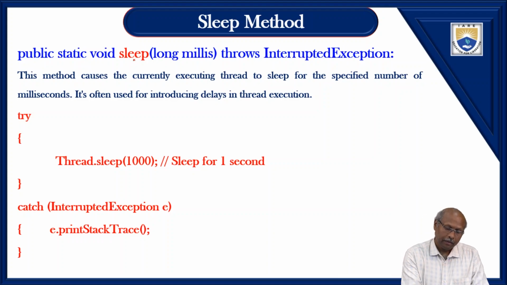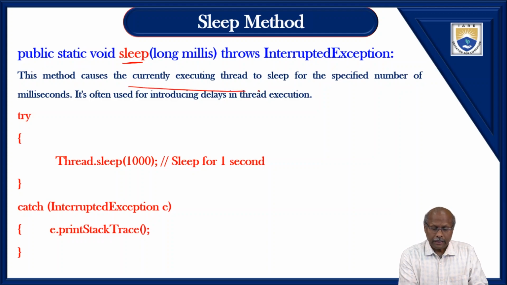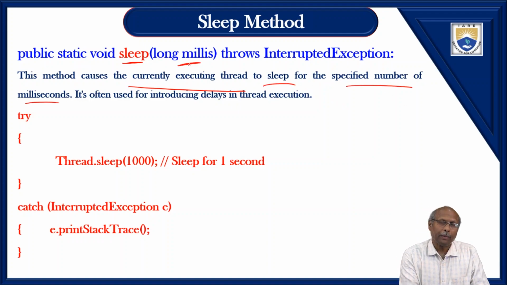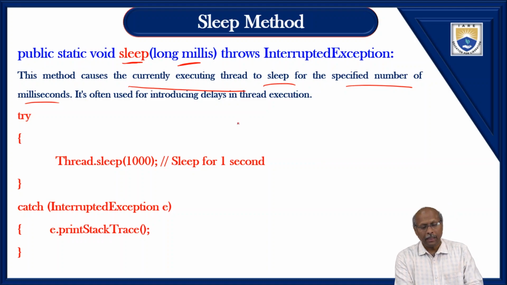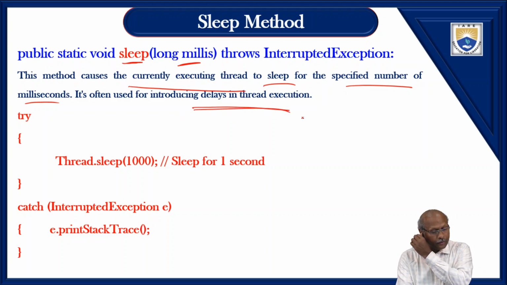Similarly, there is a method called sleep method. This method will allow the thread to be under sleeping condition. That means you are allowing other threads to work. This method causes the current execution of the thread to sleep for the specified number of milliseconds. So whatever value you are passing, that is in terms of milliseconds. It is often used for introducing delay in the thread execution.